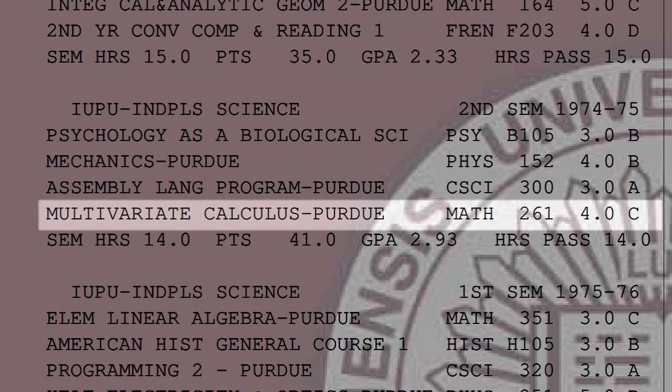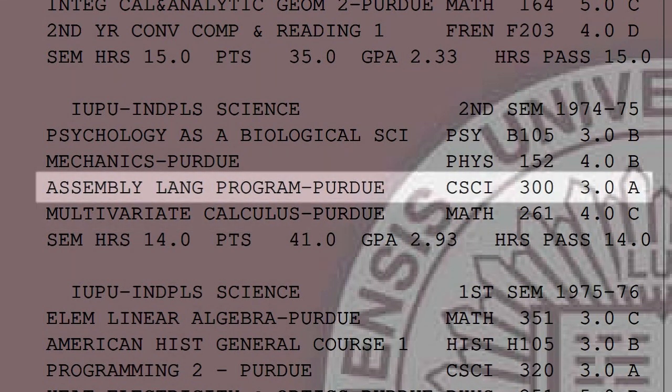I also had Math 261, Multivariate Calculus, which was my first calculus class ever. I never was very good at calculus or differential equations, but I managed to sneak through with a C. Finally, we get to my second ever programming class, Assembly Language Programming, CS 300.